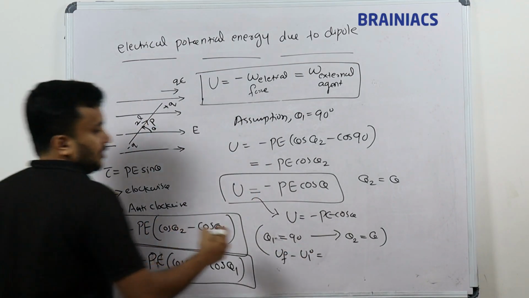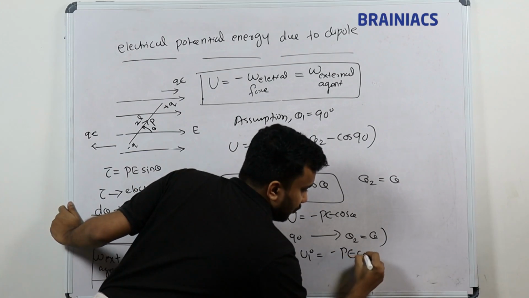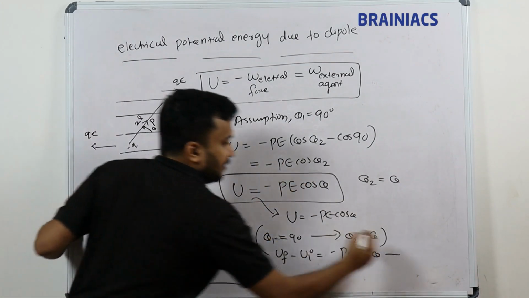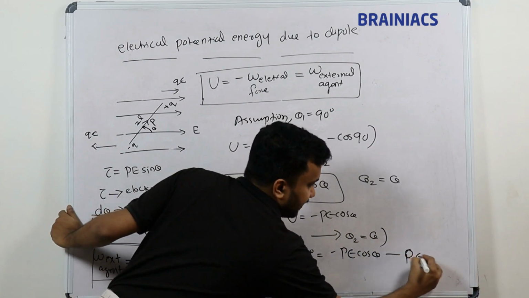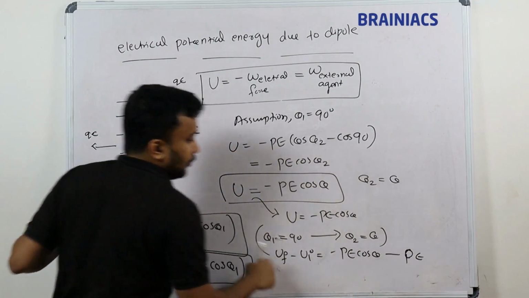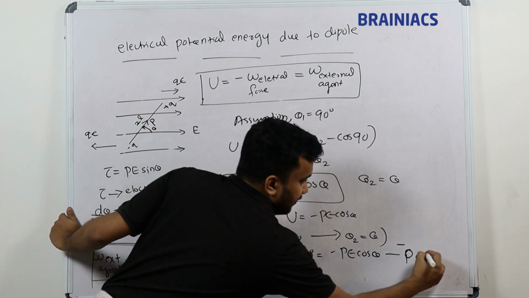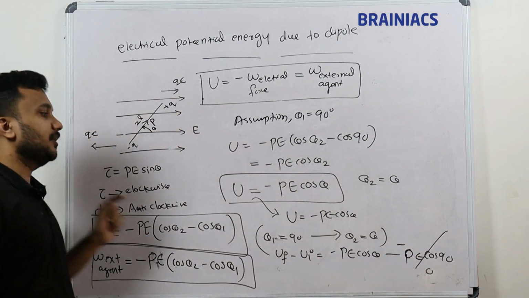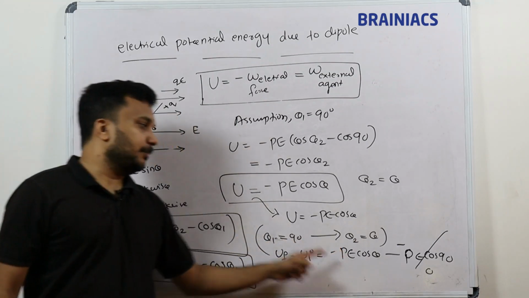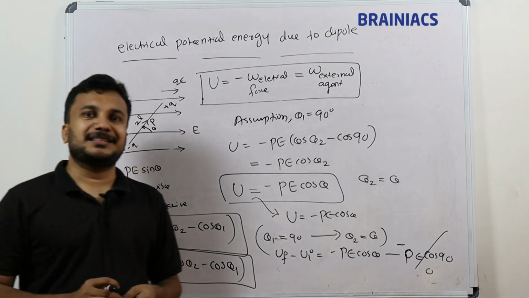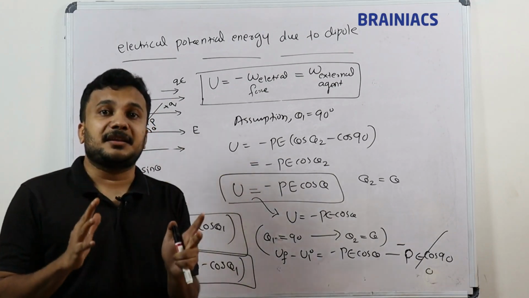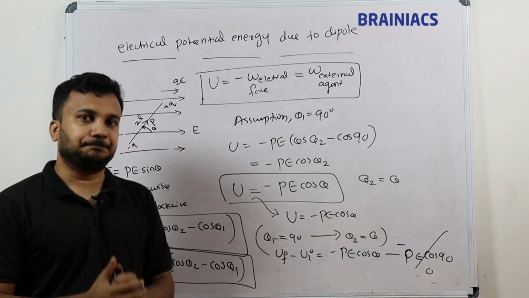What is the final potential energy? Minus Pe cos theta 2. And what is the initial potential energy? With theta 1, minus Pe cos of 90 degrees, and this term goes to 0, so you will get the same formula. So minus Pe cos theta is the general expression for finding the electrical potential energy.